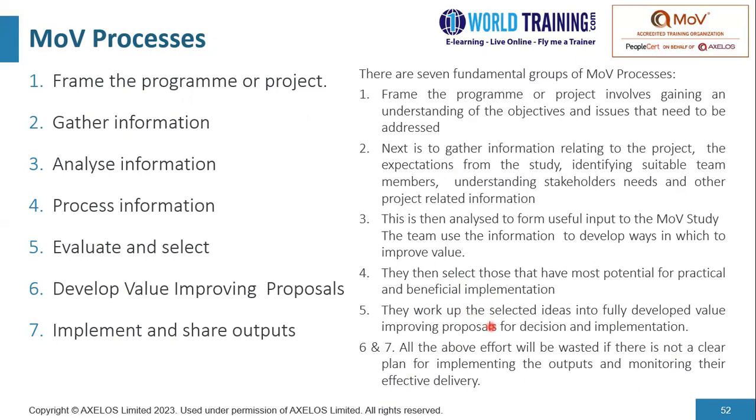And finally, in the last 2 steps, develop value improvement proposals and implement and share outputs. It's all about making sure that all the above effort will be put into action. And then there's a clarity in terms of implementing the outputs and monitoring their effective delivery. So these are the 7 processes pertaining to management of value. Let's do a deep dive into each of these processes.